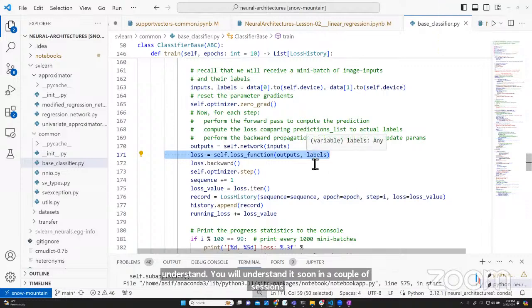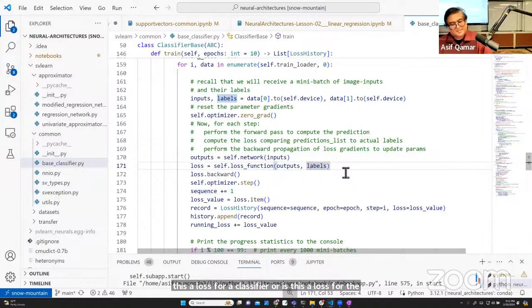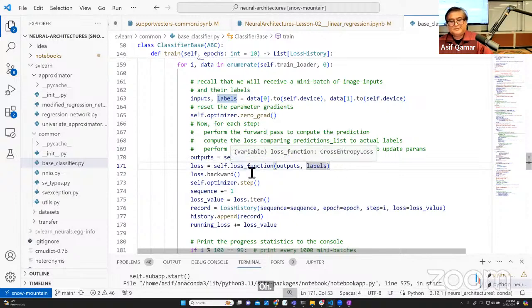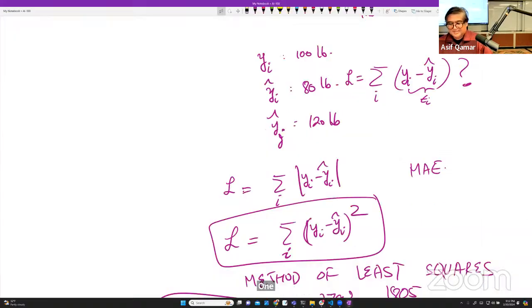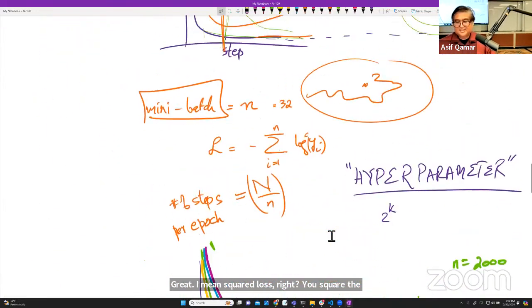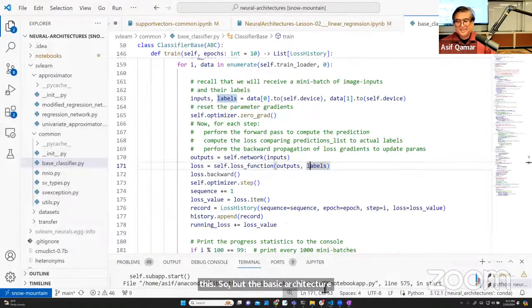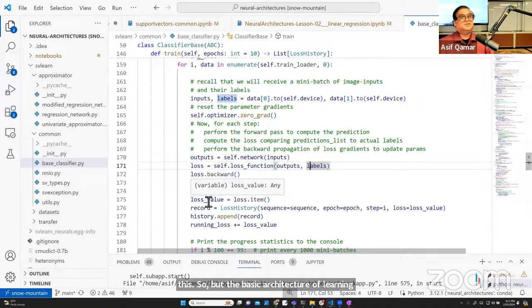Asif, quick question, sorry, on this one. Is this a loss for a classifier, or the more generic one where you said it can have any arbitrary value? This loop, the only difference between a classifier and a regressor is what loss function you use. A regressor has a sum squared loss, a mean squared loss, where you square the losses. Whereas for a classifier, you take the negative log likelihood. But the basic architecture of learning remains exactly the same. Just the loss function changes.